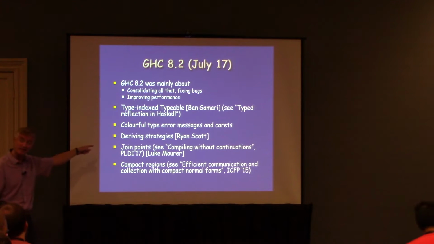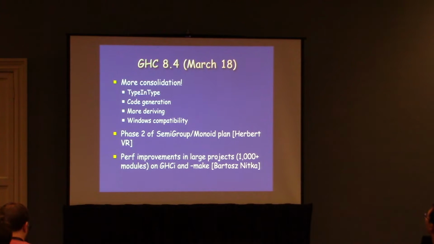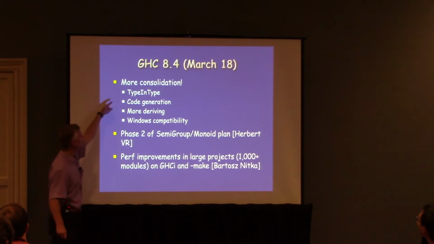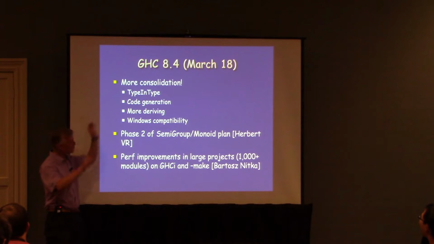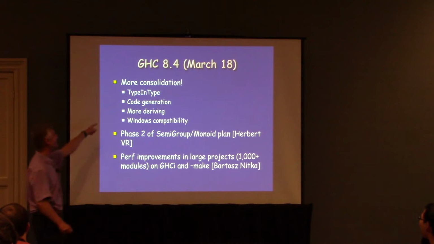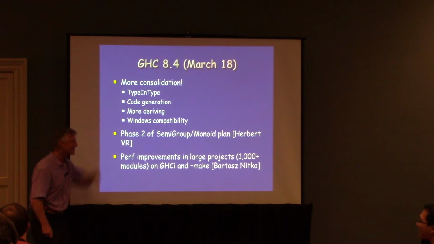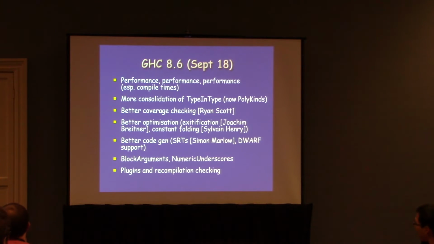So this is really a slide from last year's. This was more or less what I was advertising last year. Then 8.4 came out in March this year, and was more consolidation, particularly on type-in-type. Ryan continued, if I had a pound for every ticket and patch to do with deriving, which when we designed it in Haskell was a very small feature, but Ryan has made a career out of doing amazing things with deriving. It's very impressive. More semigroup stuff and performance improvements, particularly for large projects. This came out of Simon's team at Facebook largely.